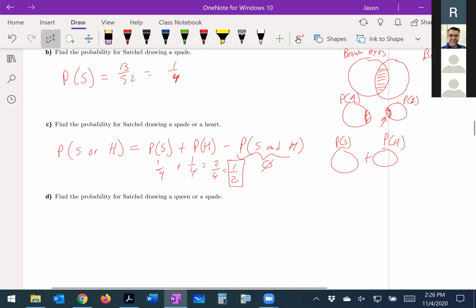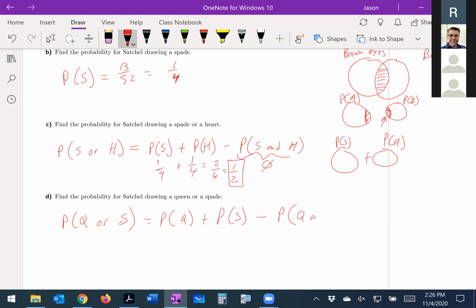What about the probability for Satchel drawing a queen or a spade? Well, the probability of getting a queen or a spade is equal to the probability of getting a queen plus the probability of getting a spade minus the probability of getting both a queen and a spade. Why? Because we want to get rid of that overlap.